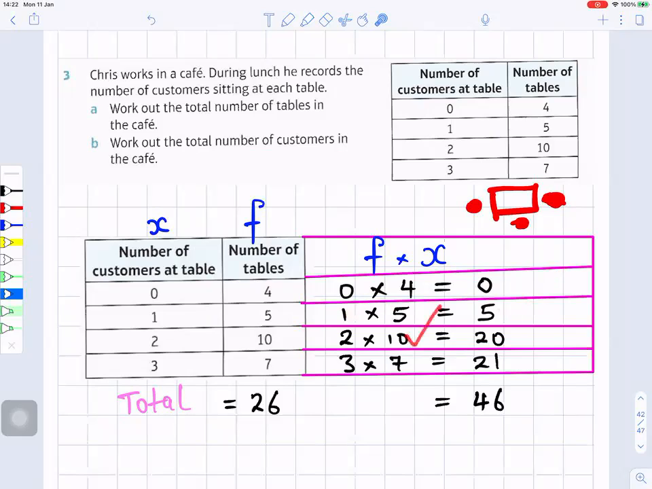And in 10 of the tables, they had 2 people per table. So 10 times 2 is 20. And in 7 tables, they had 3 people per table. And they had 7 tables like that. So 3 times 7 is 21. So the total is 0 plus 5 plus 20 plus 21. That gives you 46. So the total number of customers in the cafe is 46.